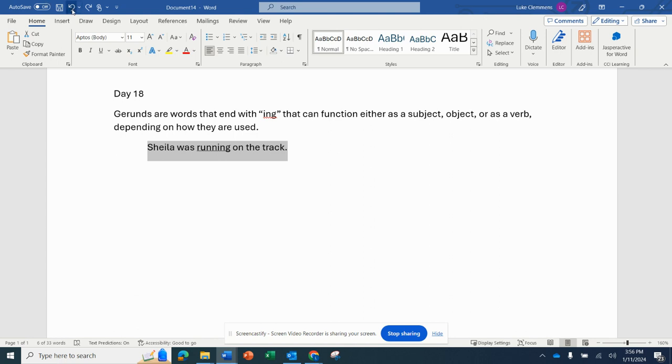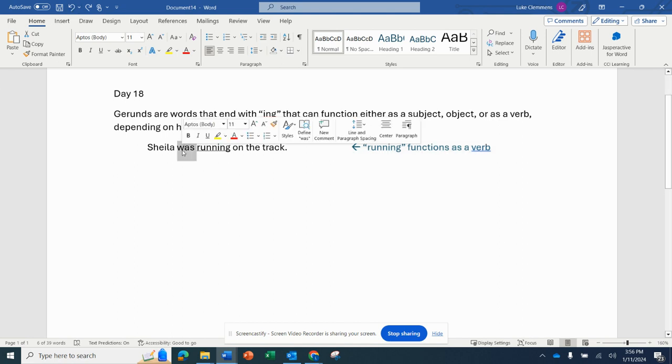Well, in this sentence, it seems pretty clear that running functions as a verb. It's what Sheila was doing. She's doing the action of running. She was running on the track. It's a verb, and was over here would be the helping verb. So running is the main verb, was is the helping verb. Running functions as the verb.